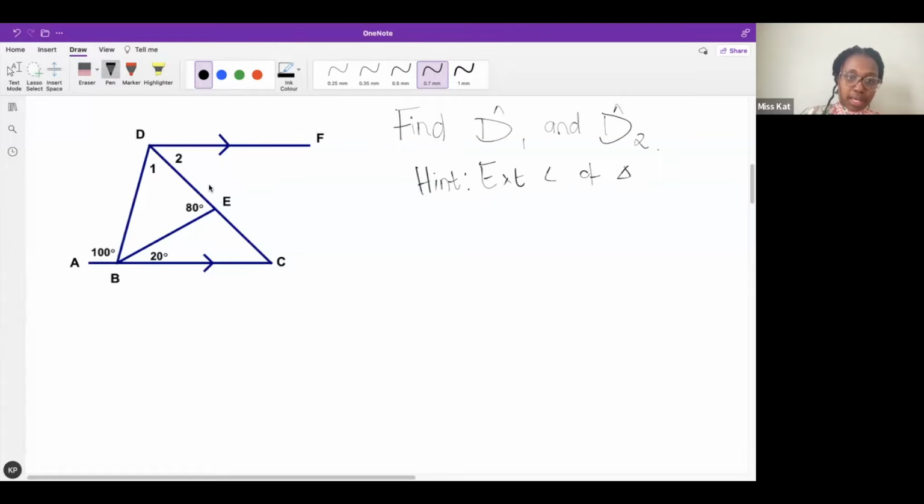Ma'am, for B, is it B1 and B2? There are 3 angles at B. There's 1, 2, 3.